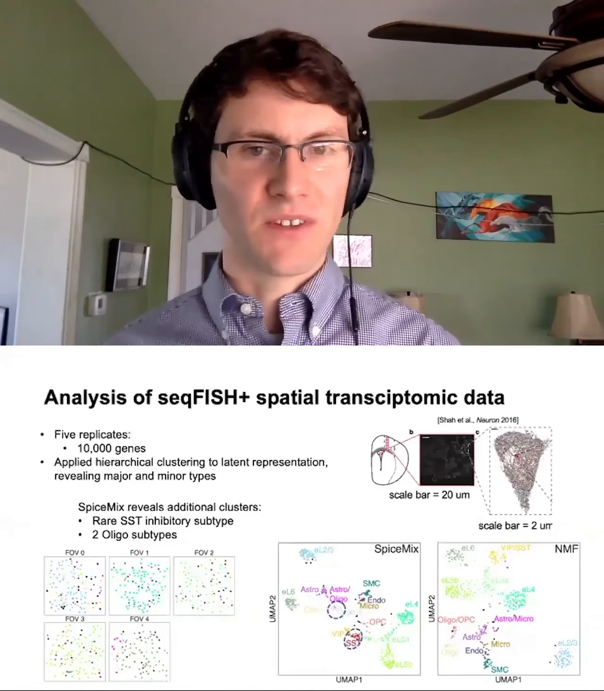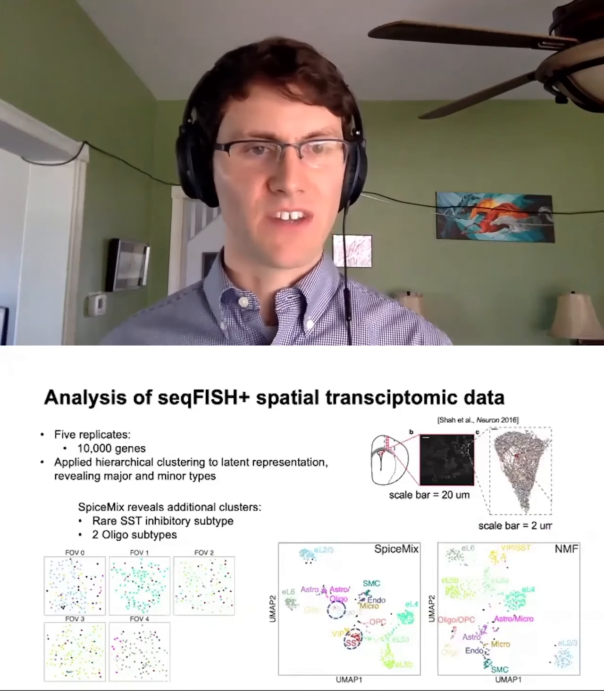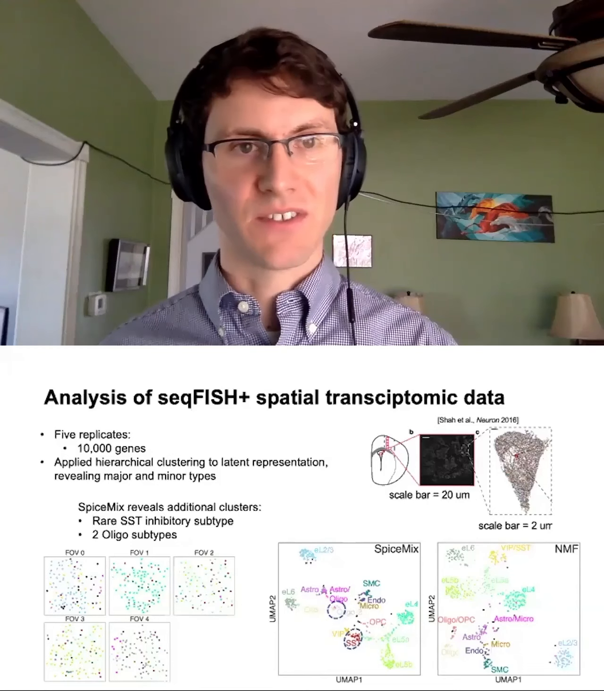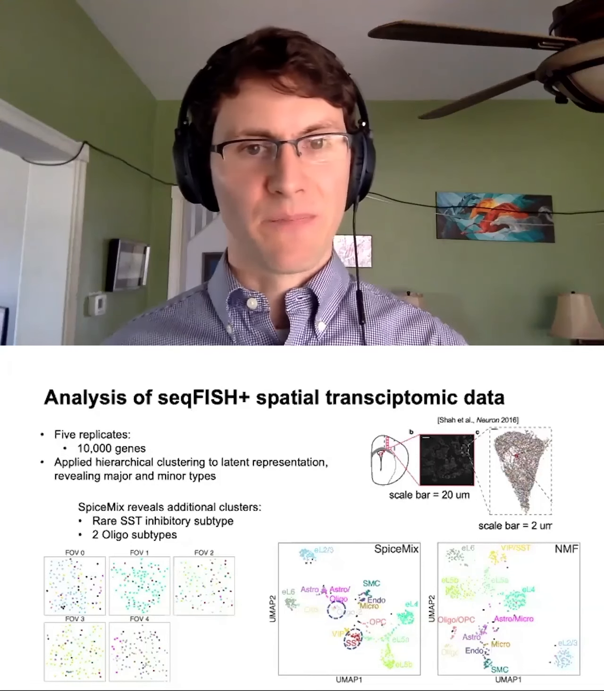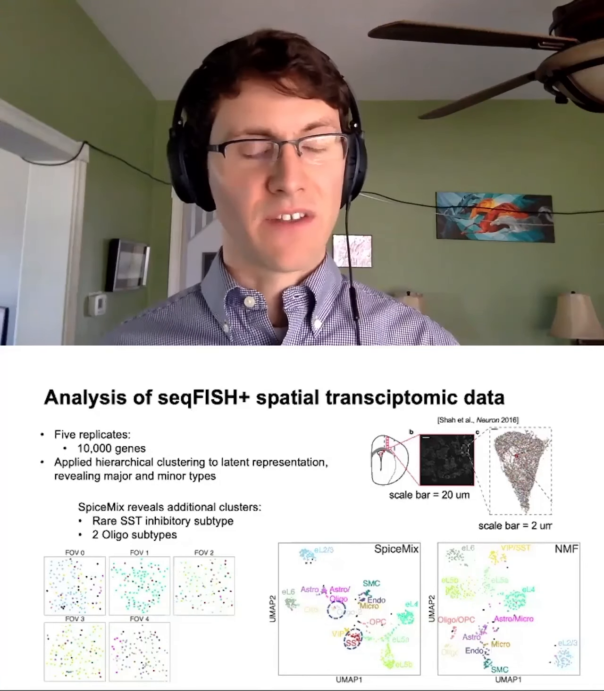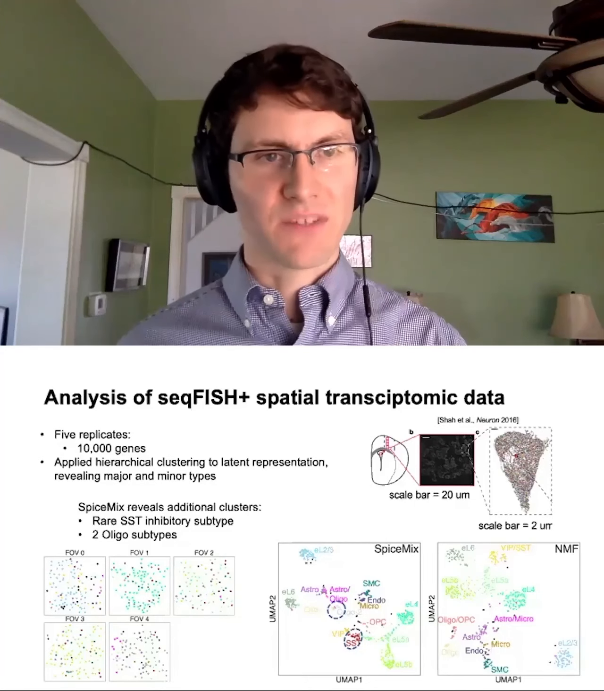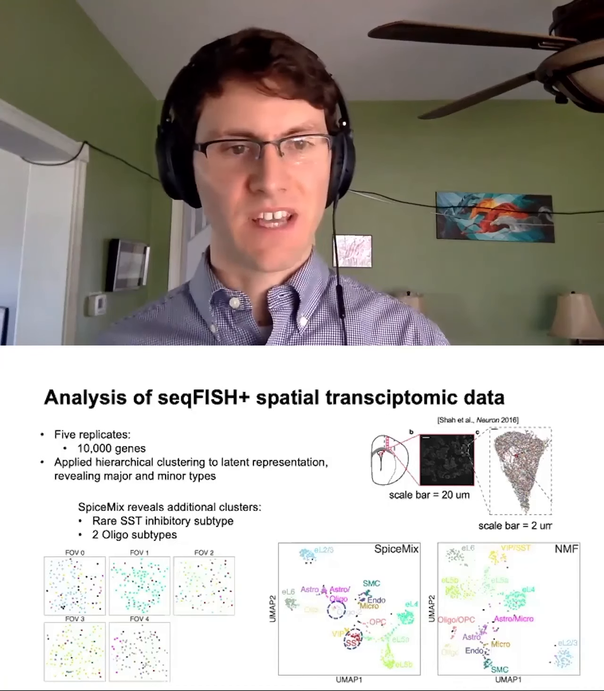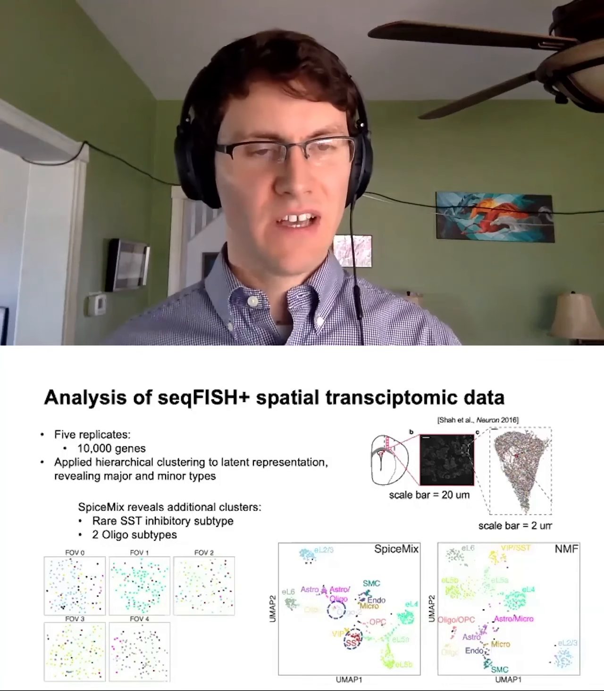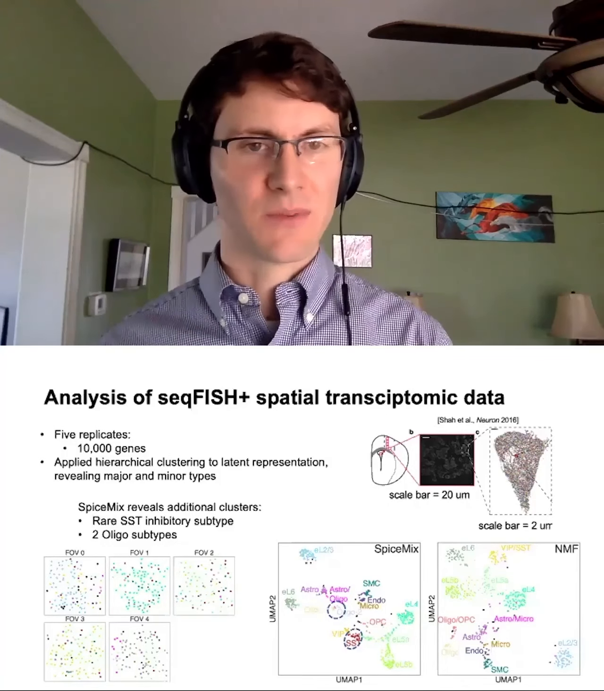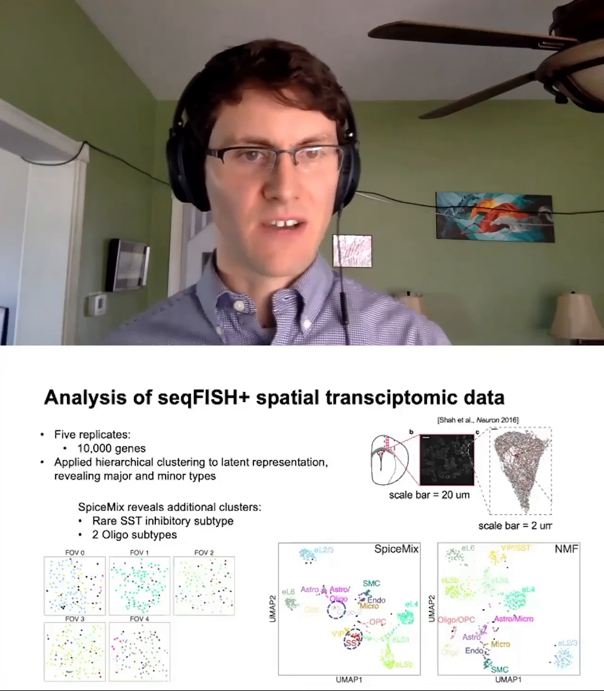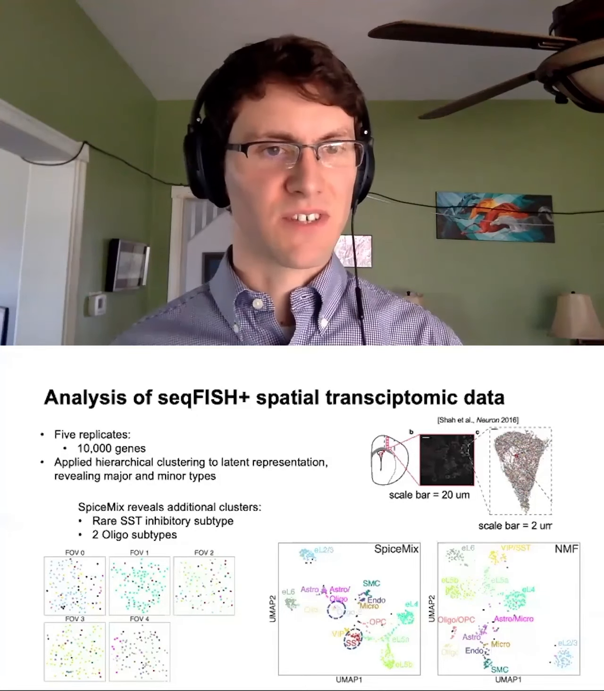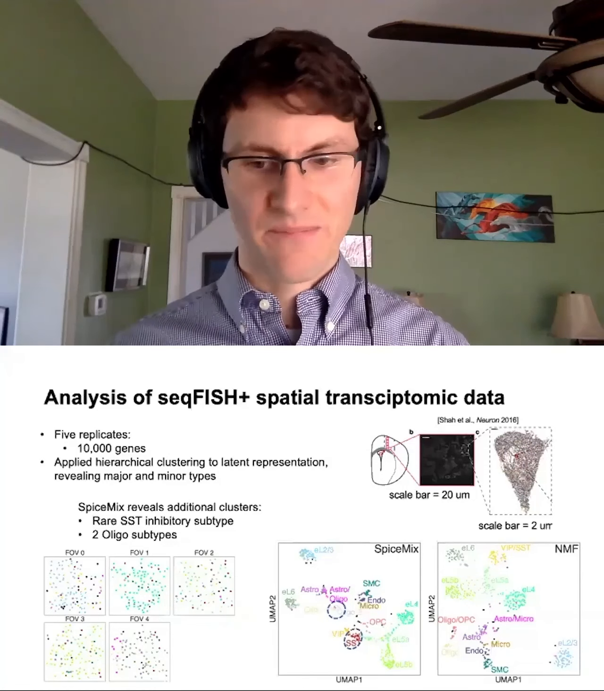I'll also just note that SpiceMix can be applied to other methods, not just STARmap. We also ran a similar analysis on seqFISH+ data and another data set of the mouse cortex, and found a similar result, where SpiceMix is able to reveal similar subtypes that can't be found by NMF, and again is able to find the layer-specific patterning of different cell types, like the excitatory types in the data.